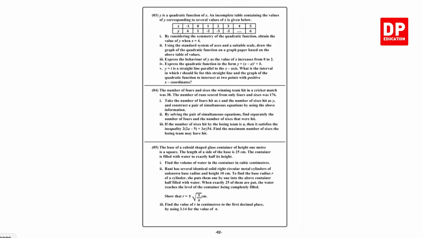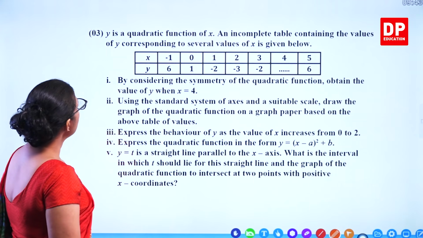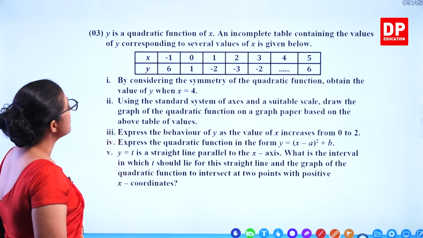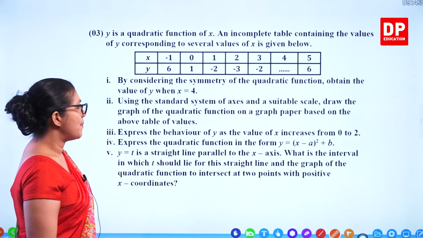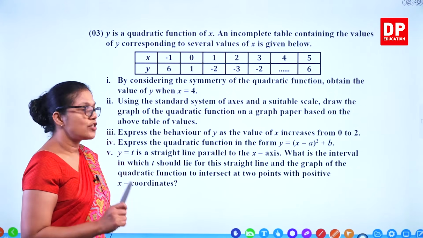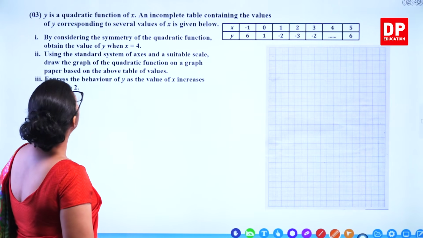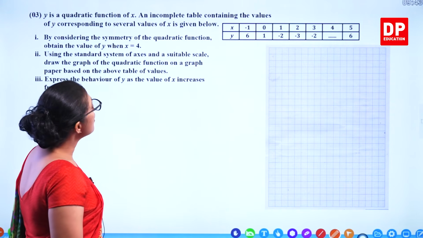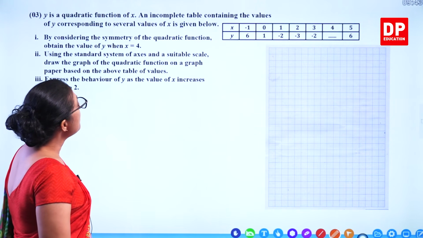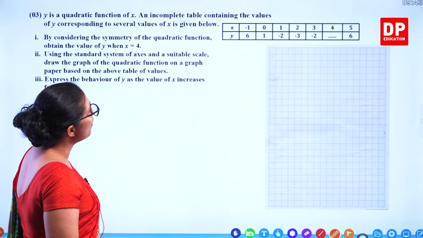Now you can try question number 3, 4 and 5. So we'll do separately. Question number 3, you get 5 parts. This is about a quadratic graph and you can ask for a graph paper. And make sure that you write your index number. So there we look at your index number. Question number 3. Y is a quadratic function of x, an incomplete table containing the values of y corresponding to several values of x is given below.